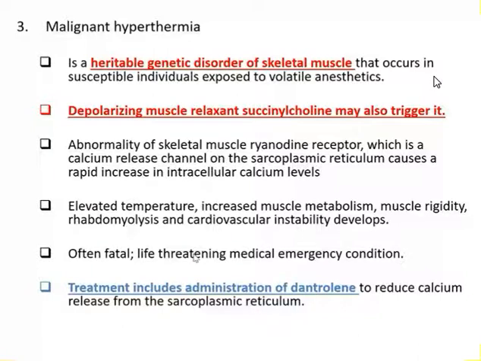The depolarizing muscle relaxant succinylcholine: while using anesthesia during surgeries, if you need more skeletal muscle relaxation, we use skeletal muscle relaxants like succinylcholine. Then it can even trigger it, and there will be an additive effect of the adverse effect too.